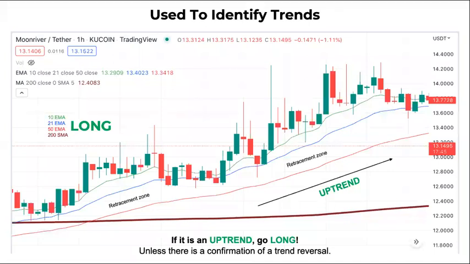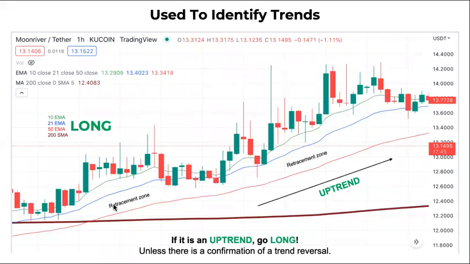And I would recommend new traders, newbies, not to trade against the trend. In other words, you trade with the trend. If it is an uptrend, you go long. Don't go short. Don't trade the pullbacks. Just follow the trend. Very simple. Uptrend, go long.